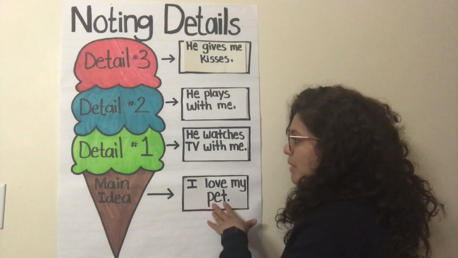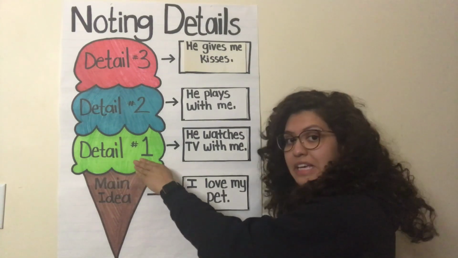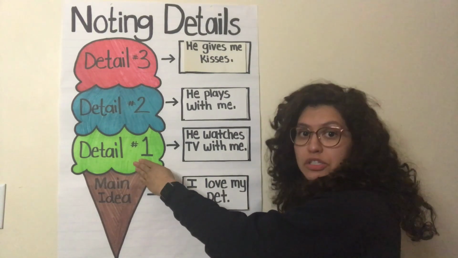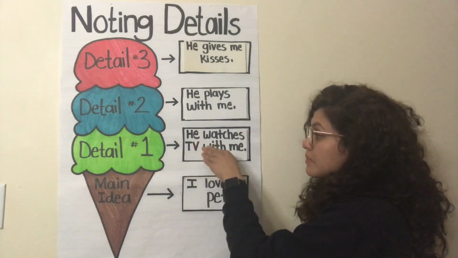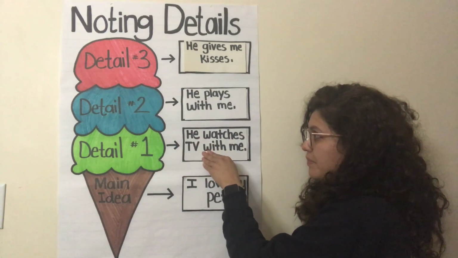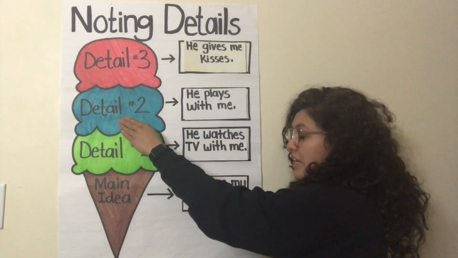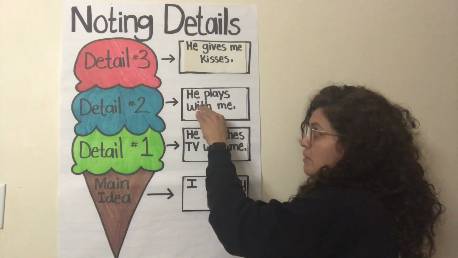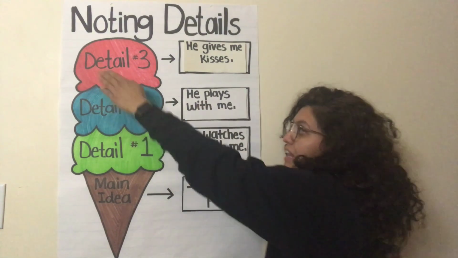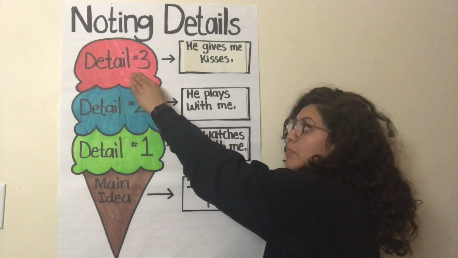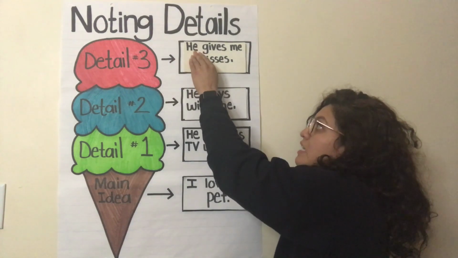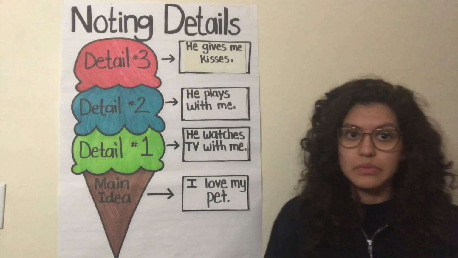This person loves their pet. One detail that they gave so that you could understand why they love their pet so much was that their pet watches TV with them. Another detail that they gave you to help you understand why they love their pet so much is because the pet plays with them. And the last detail that they gave to help you understand why they love their pet is because their pet gives them kisses.